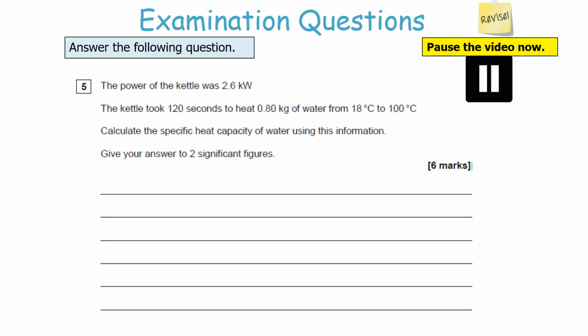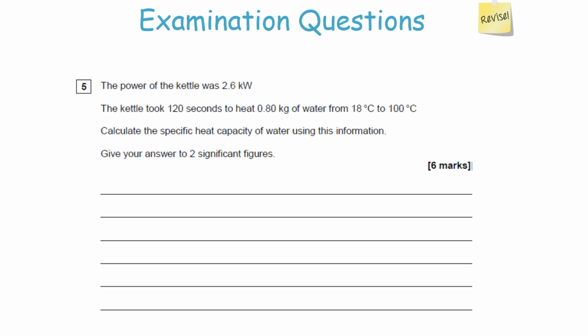The next question says the power of a kettle was 2.6 kilowatts. The kettle took 120 seconds to heat 0.80 kilograms of water from 18 degrees Celsius to 100 degrees Celsius. Calculate the specific heat capacity of water using this information and give your answer to two significant figures. So pause the video now, then unpause the video when you want to go through your answer.